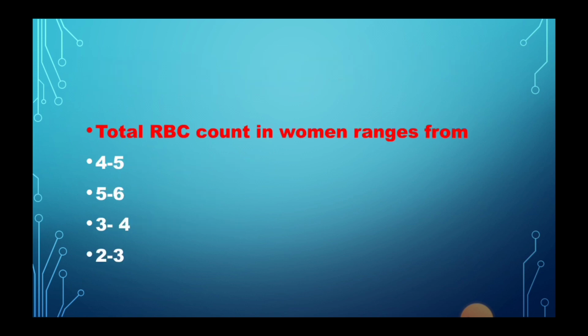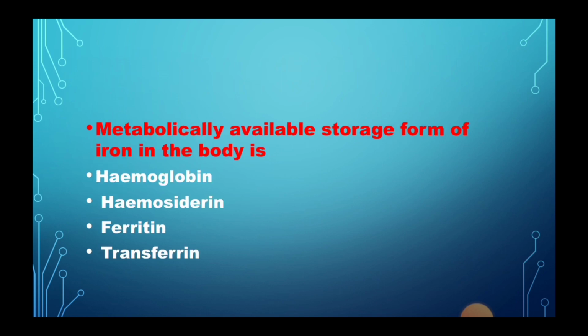Next question. Total RBC count in women ranges from 4 to 5, 5 to 6 million per cubic deciliter, 3 to 4, 2 to 3. The right answer is 4 to 5. Next question. Metabolically available storage form of iron in the body is hemoglobin, hemosiderin, ferritin and transferrin. The storage form of iron is in the form of ferritin and hemosiderin. Metabolically available storage form of iron in the body is ferritin. So the right answer is ferritin.